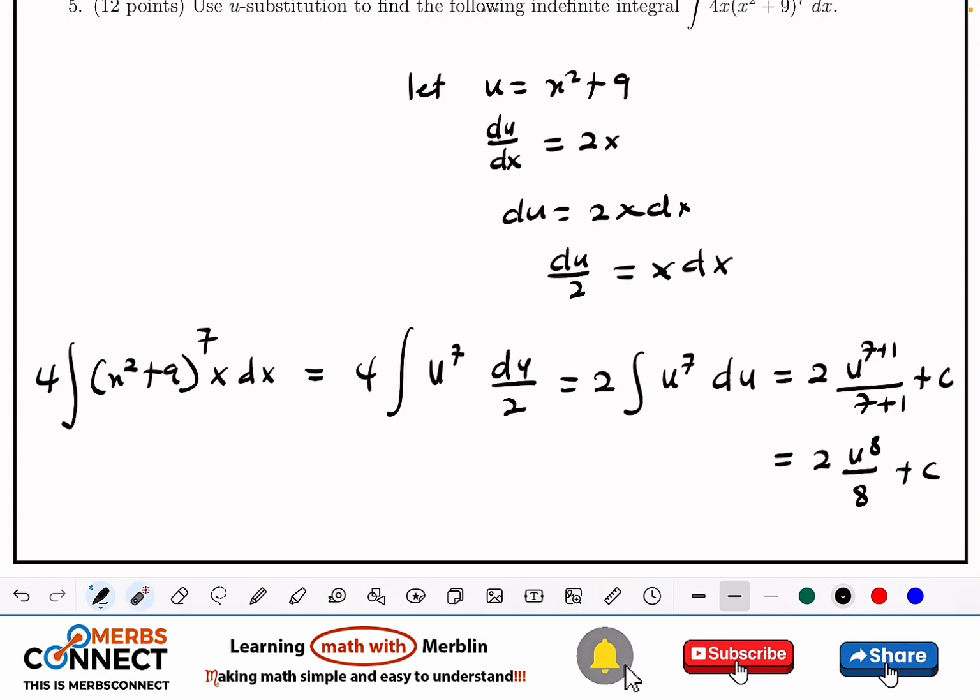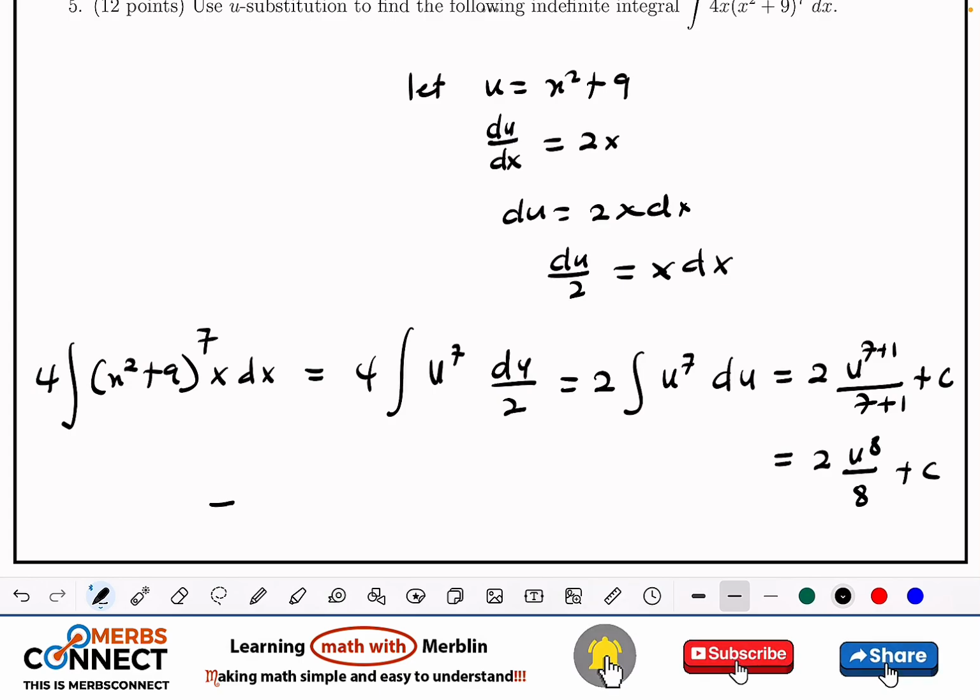Now we are not done. Remember, our integration is in terms of x, so our final answer too should be in terms of x, not u. The final thing that we need to do is now look for u. What is u? We said u is equal to x squared plus 9, and we come and plug it in there. So our final solution is what I'm going to write here.